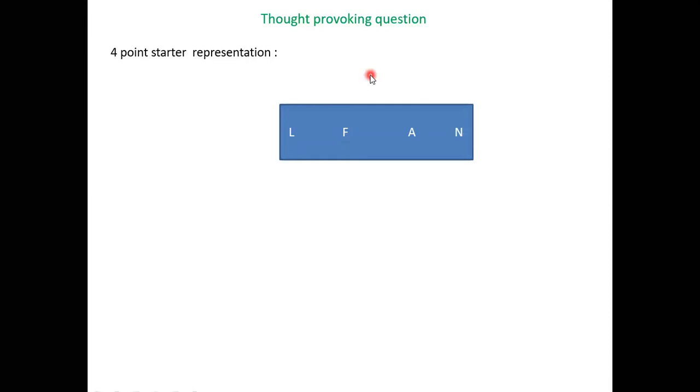So generally, the 3-point starter, 4-point starter, and 2-point starter are used for DC motors only. Okay. In this case, what is L here? L is nothing but line, because that point is directly connected to the positive of the supply. Similarly, what is F here? F means field, because that point is connected to the field of your machine. Similarly, what is A? A is nothing but armature, because that point is connected to the armature. But now, what is the meaning of N here?